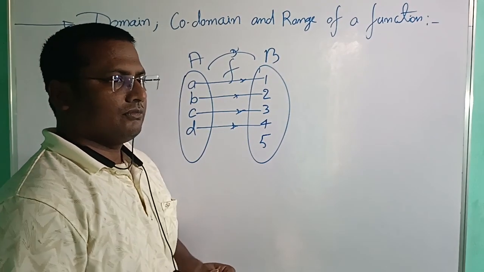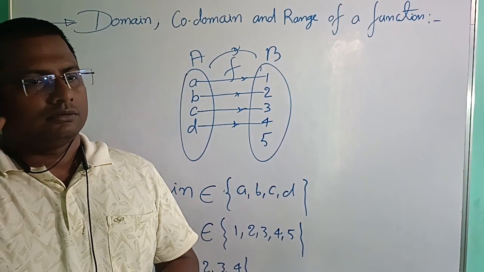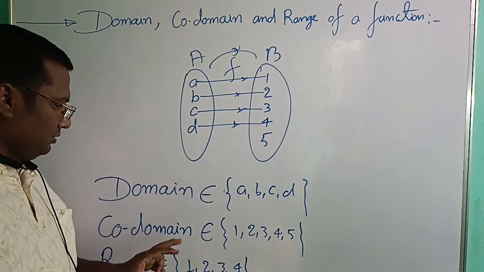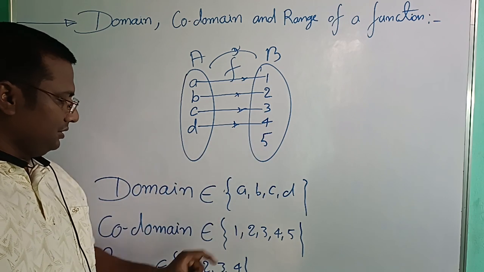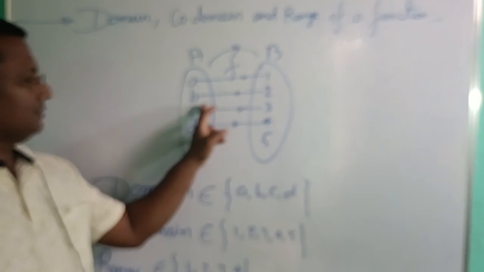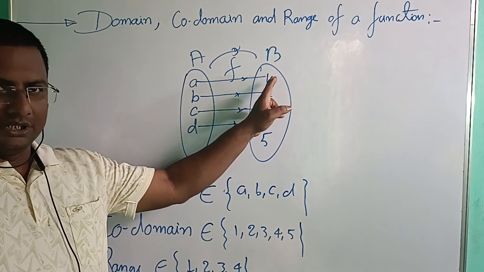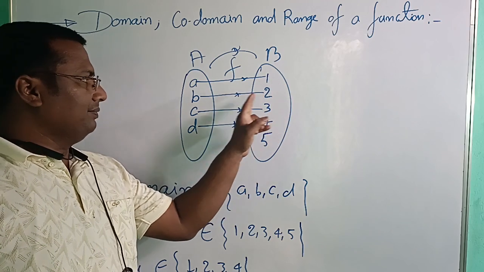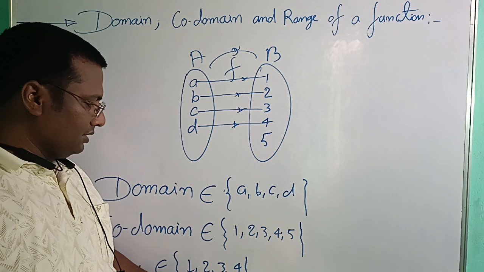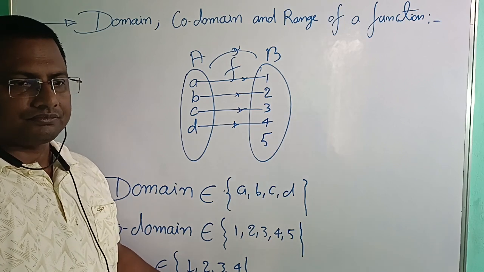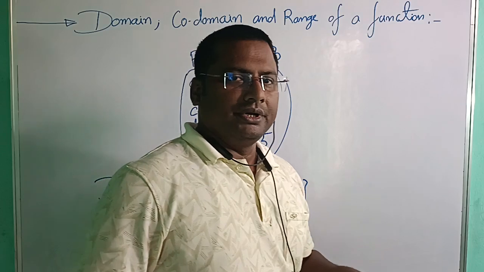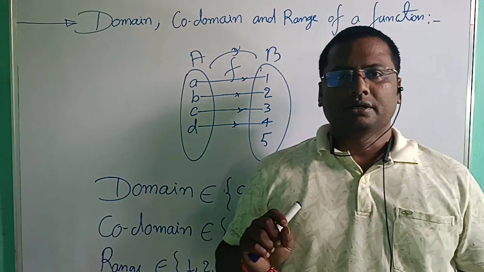Okay, so domain: elements of set A; codomain: elements of set B; and range: the elements of set B which are the images of elements of set A are called range. So here range is 1, 2, 3, 4. Okay. So it is clear: domain, codomain, and range.